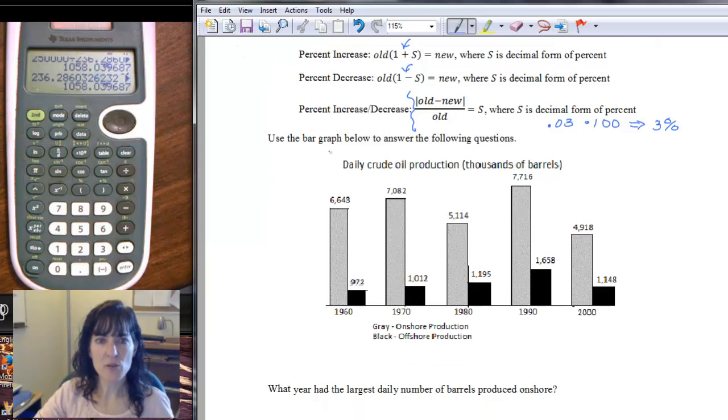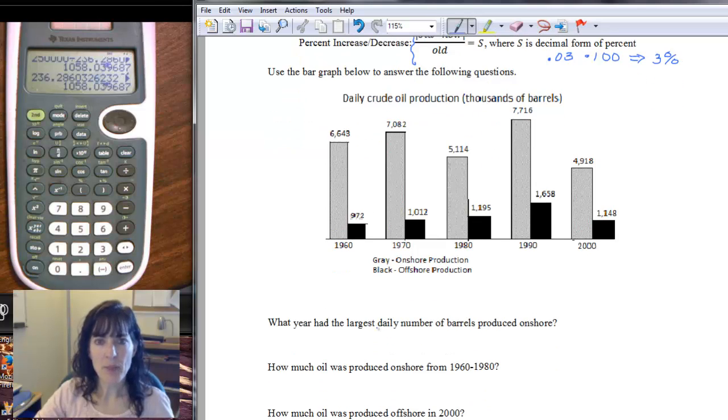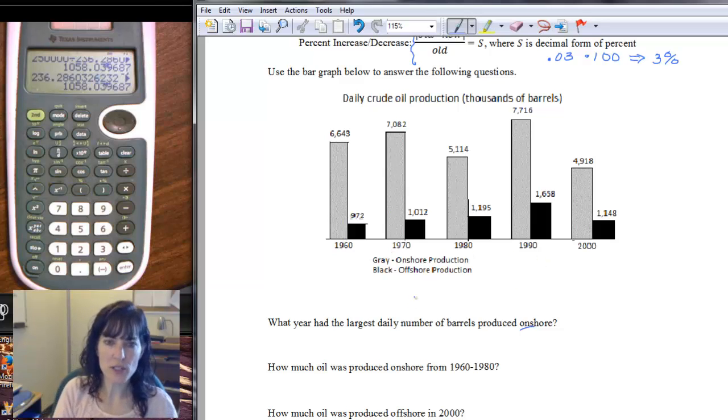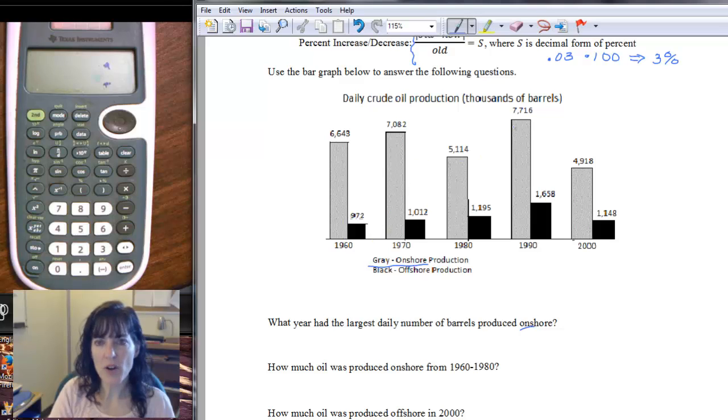It says use the bar graph below to answer the following questions. And here are our questions. What year had the largest number of barrels, daily number of barrels produced onshore? So keyword there, onshore. And so when I'm looking at the charts, I'm just looking at the gray bars for this question. And which year had the largest daily number? So where is my gray bar the highest? And it looks like right here it's the highest. And that was in 1990.